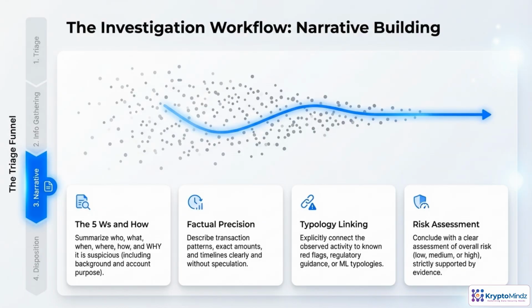Narrative building is where your investigation turns into a coherent story. Start with the 5 W's and how: who is involved, what happened, when and where it occurred, how it was done, and why it's suspicious. Then tighten the story with precise facts: amounts, dates, counterparties, and patterns. Next, connect what you see to known red flags or typologies. Finally, state a clear, evidence-based risk assessment that logically follows from the narrative.